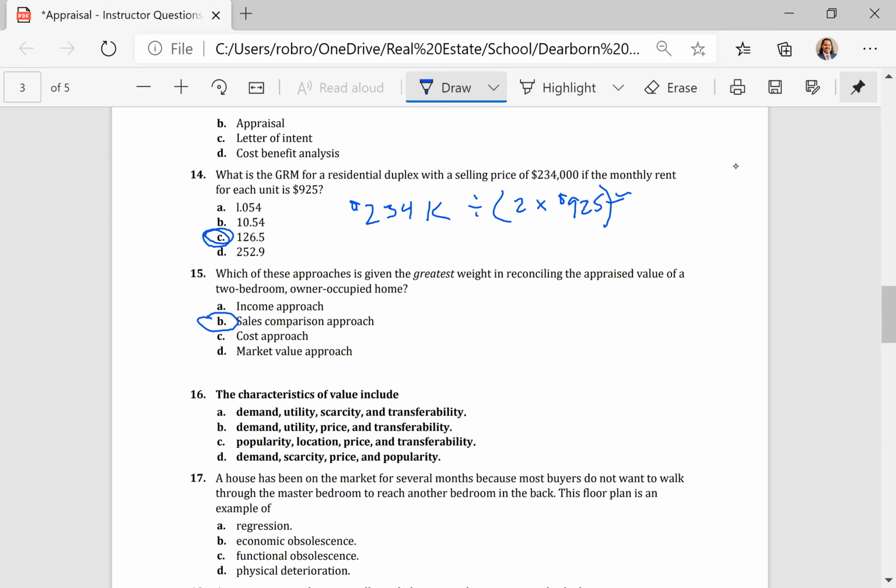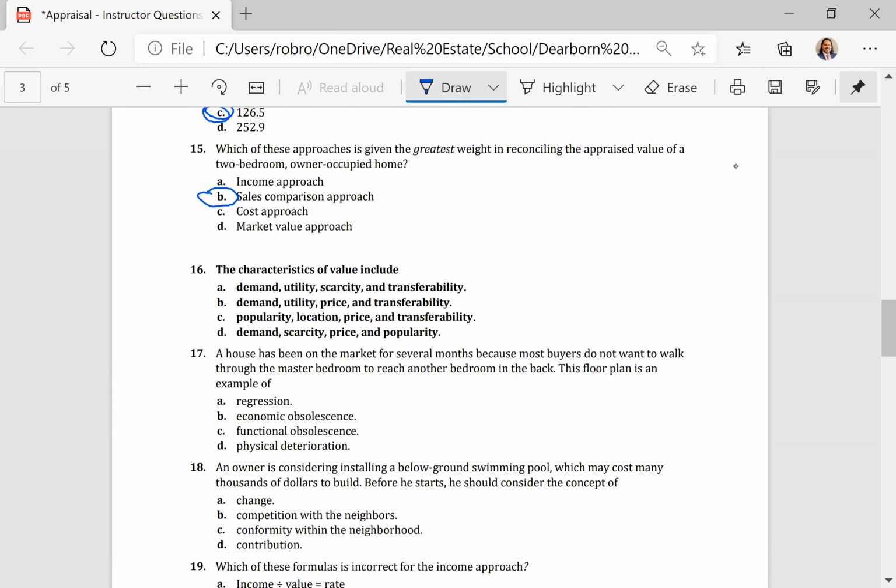Number 16, the characteristics of value is DUST. And so what is it? A. A. 17, what do you like? Hit me. The non-utility scarcity.